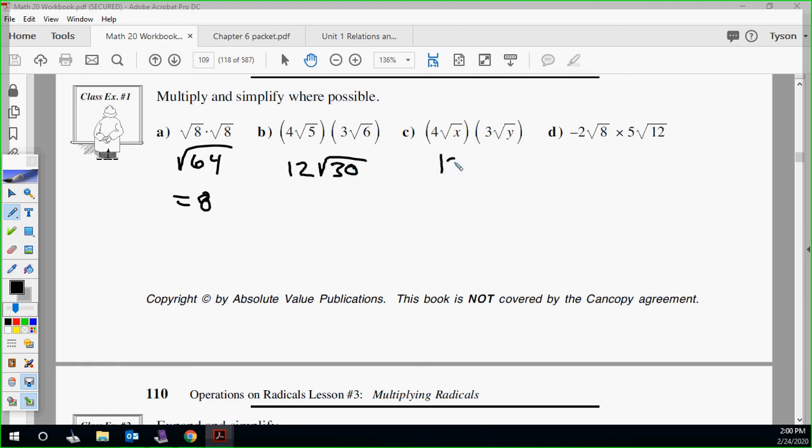Four times 3 for 12. Root x times root y is root xy. We don't know what they are. You just put them as a product. Just root xy. And the last one here, negative 2 times 5 for negative 10. 8 times 12 is 96. 96 can break down this time. 96 breaks down to 16 times 6. 16 comes out as 4. Negative 40 root 6 is our best case for that problem.